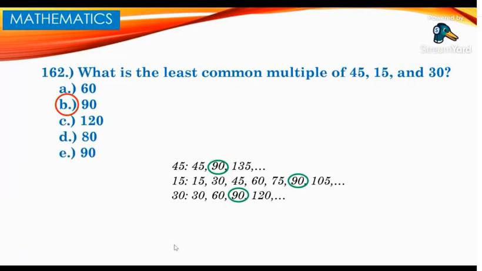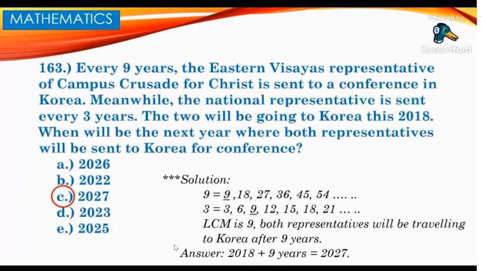Okay, so let's have 163. Ito, pag ganito po yung problem, ang ginagamit lang din po nito is multiples lang din po. So every 9 years, the Eastern Visayas representative of Campus Crusade for Christ is sent to a conference in Korea. Meanwhile, the national representative is sent every 3 years. The two will be going to Korea this 2018. When will be the next year where both representatives will be sent to Korea for conference?